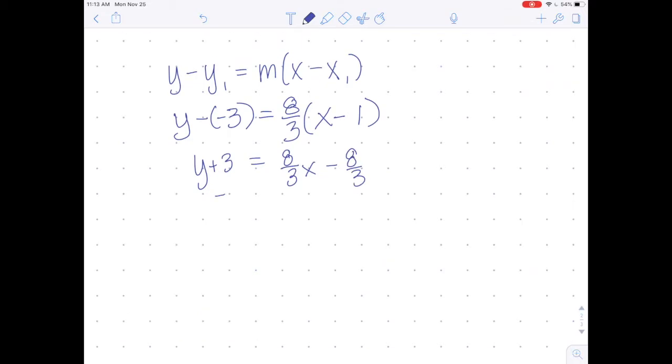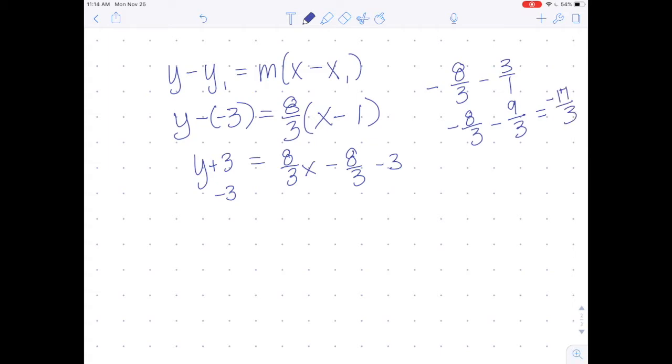We need to subtract this 3 over to the other side, but we need common denominators to subtract. So I'm just going to do some math on the side over here. We've got negative 8 over 3 minus 3 over 1, and I need these to both be in thirds. Negative 8 thirds minus, times both of these by 3, 9 over 3. Negative 8 minus 9 is negative 17 over 3. So down here this becomes y equals 8 over 3 x minus 17 over 3. And that would be your answer.